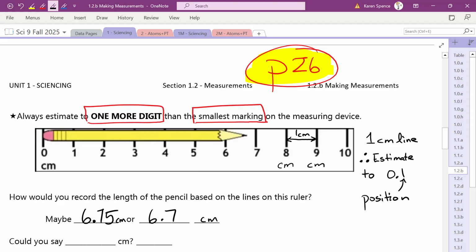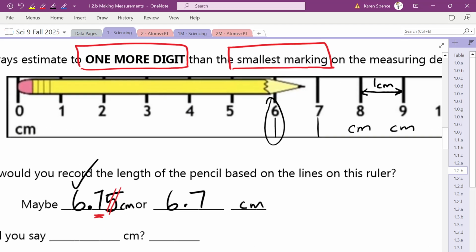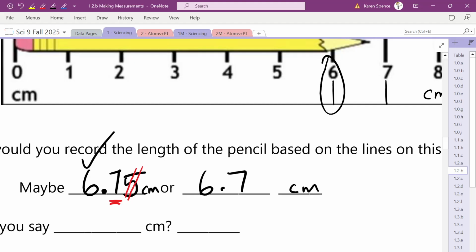Now, how many estimated digits are we allowed? One estimated digit. Are we sure about the 6? Yes, we're sure about the 6. Are we sure about the 7? We're not sure about the 7. So what that means is that this is our estimated digit, and we need to stop there. But do you see how, if we hadn't gotten that answer, that clarity wouldn't be made?